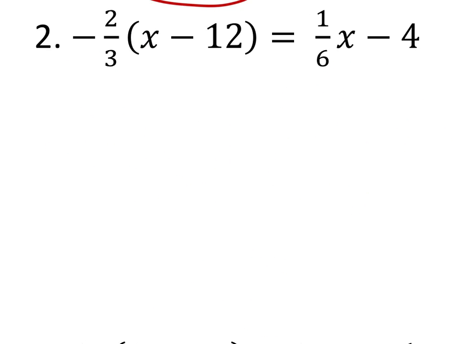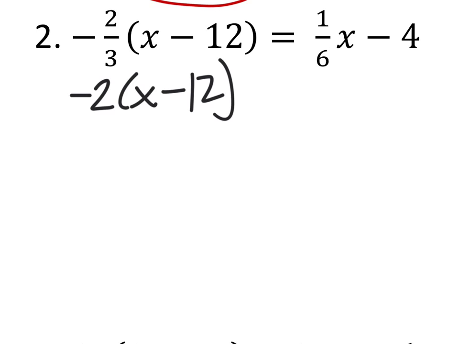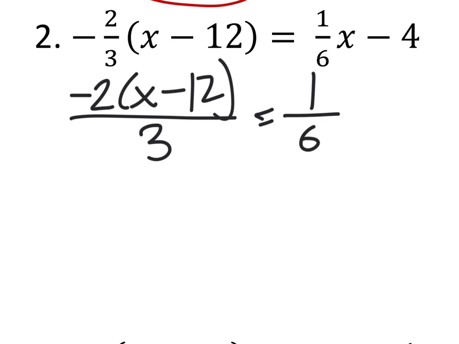Alright, number 2, this one, I wouldn't say it's tricky, but there's several different ways we can look at this. Some of you may just choose to distribute or find the common denominators. I'm going to kind of take that route to find common denominators. I'm going to rewrite the left side as negative 2x minus 12, and this is all over 3. This is going to equal 1 over 6x minus 4.